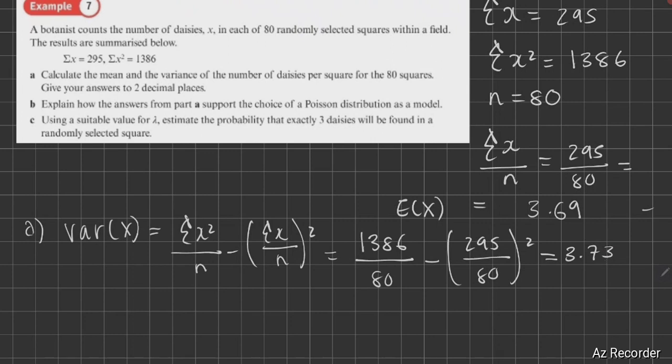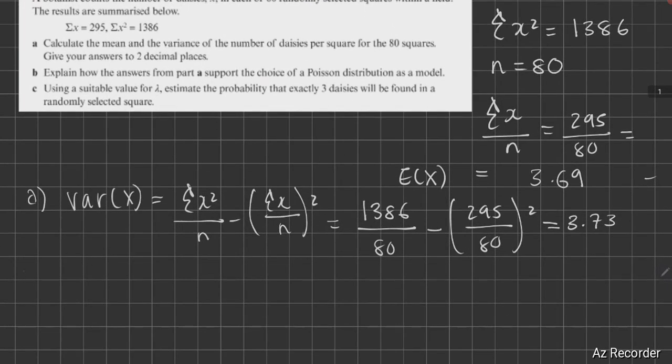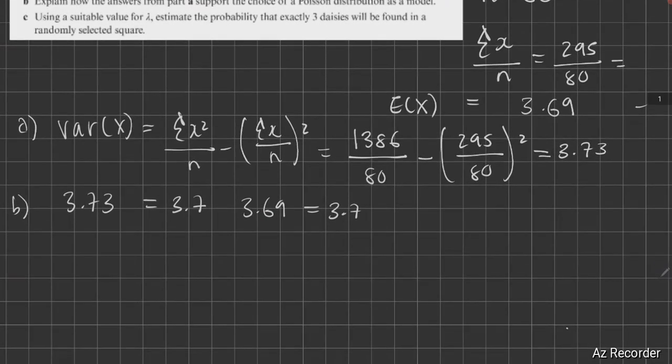Okay, so explain how the answers from part A support the choice of a Poisson distribution as a model. Well, if we look, 3.73 to 1 decimal place is equal to 3.7. And then we've got 3.69, which to 1 decimal place is equal to 3.7. So that means that the mean approximates the variance. Therefore, Poisson is suitable.